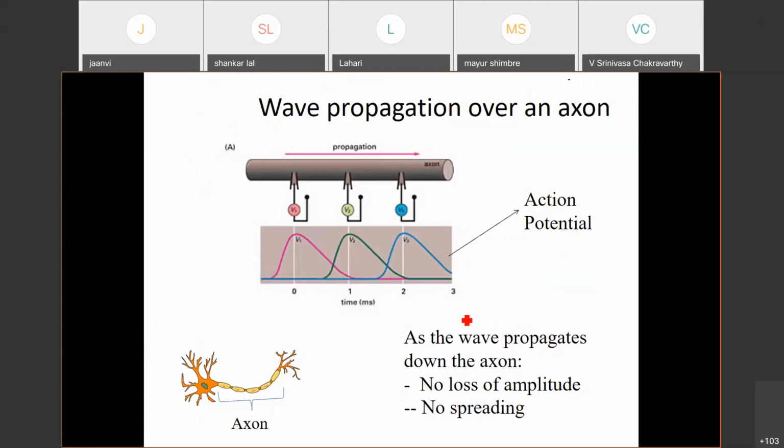And the wave also propagates on an axon. The wave propagation on the axon is quite interesting. So this is the axon, and the axon has this myelin sheath. At least there are special axons which are endowed with a myelin sheath, a myelin coating.